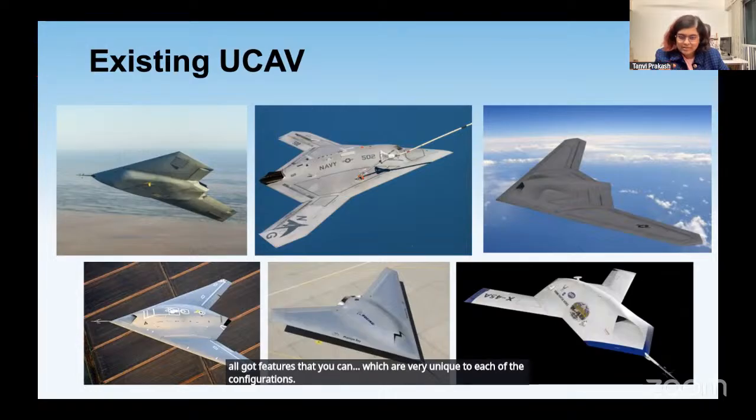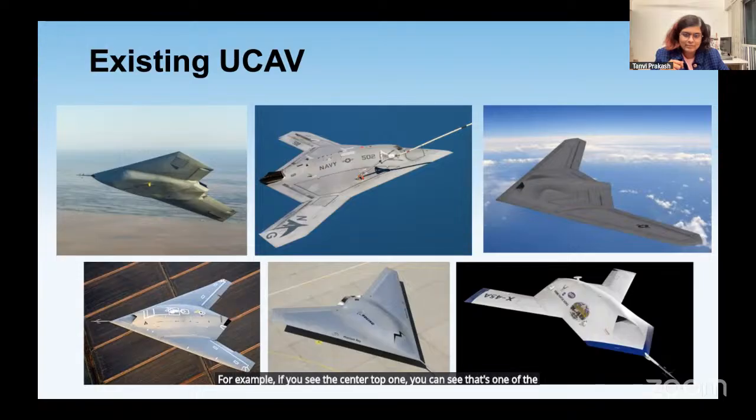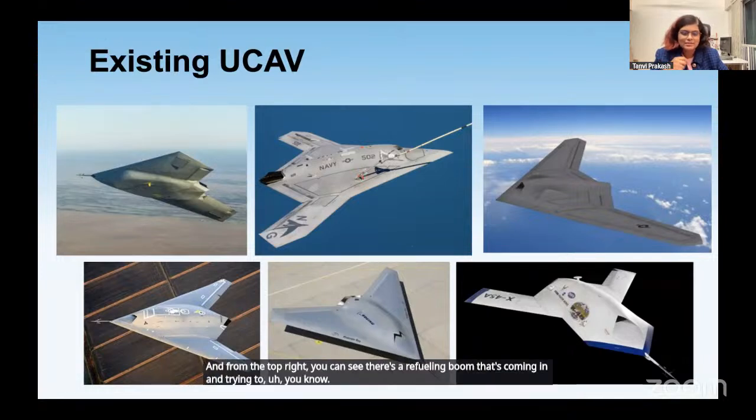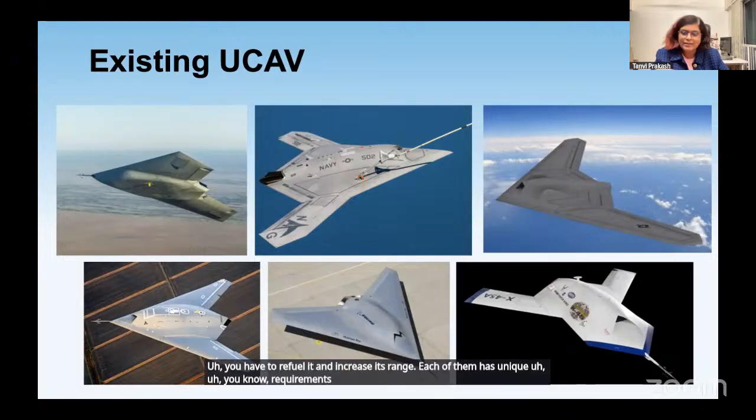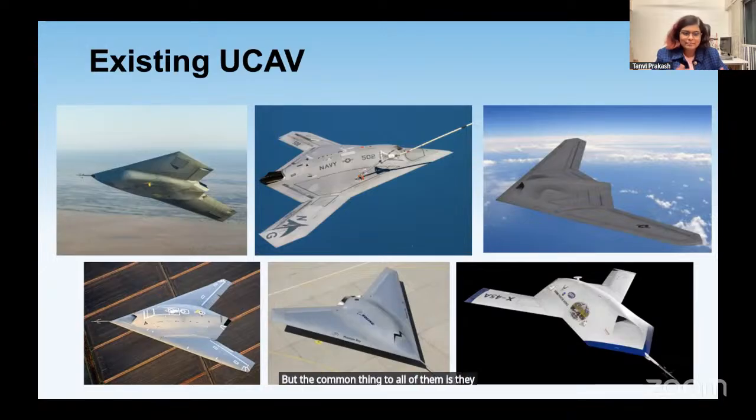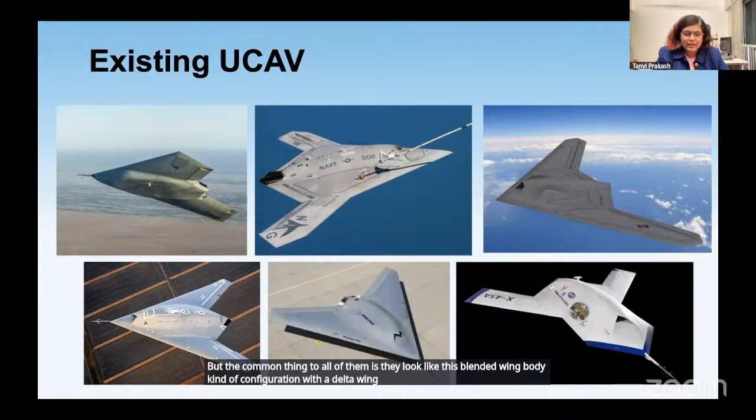For example, if you see the center top one, you can see that's one of the US Air Force UCAVs. And from the top right, you can see there's a refueling boom that's coming in and trying to engage with this UCAV to refuel it and increase its range. Each of them has unique requirements and design features. But the common thing to all of them is they look like this blended wing body kind of configuration with a delta wing or different types of variations on the delta wing.